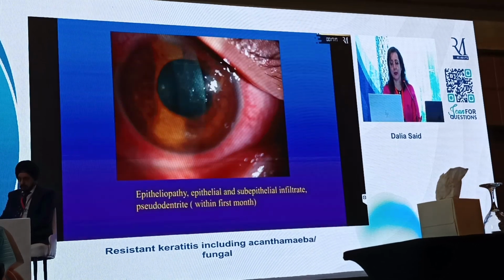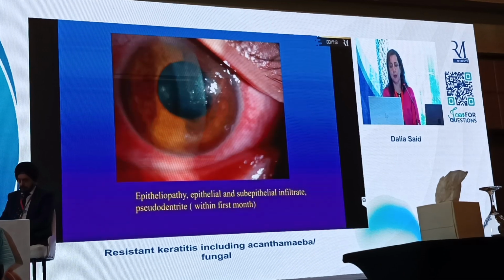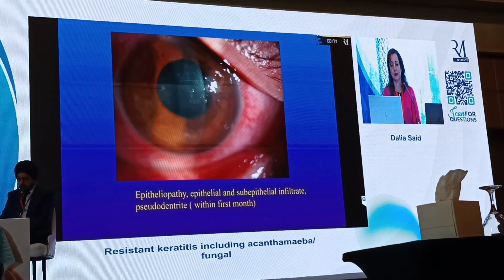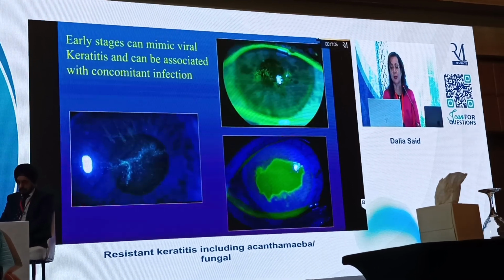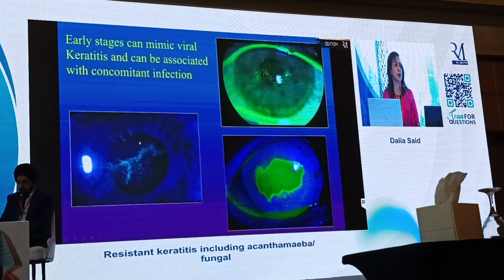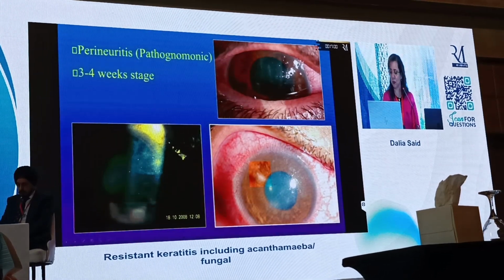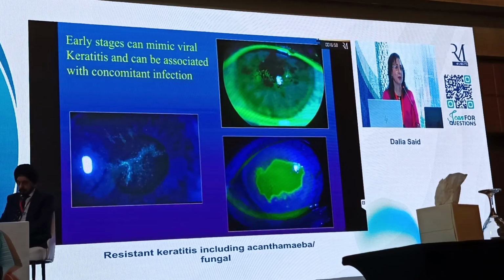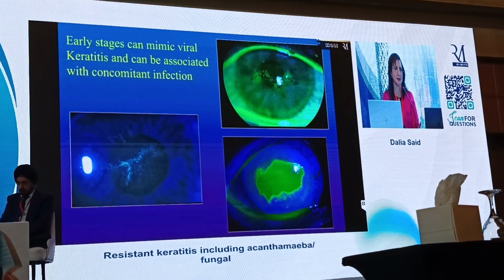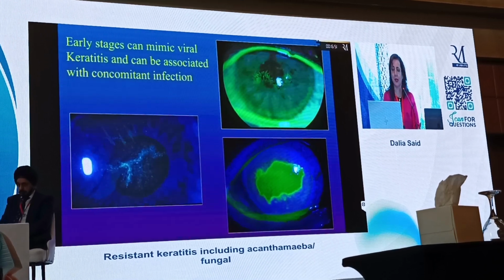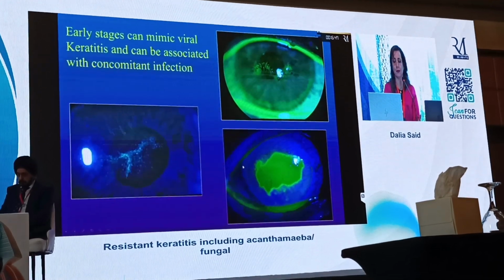So acanthamoeba keratitis can come very subtle, with very little epitheliopathy, with subepithelial infiltrates or pseudodendrites, and as Professor Dua has showed you in these pictures, these often are misdiagnosed as viral keratitis. So I always tend to tell my juniors in eye casualty that if it's a contact lens wearer, don't jump into viral keratitis. It's unlikely to be a viral keratitis. And if they've had steroids, they may end up presenting with a geographical ulcer.